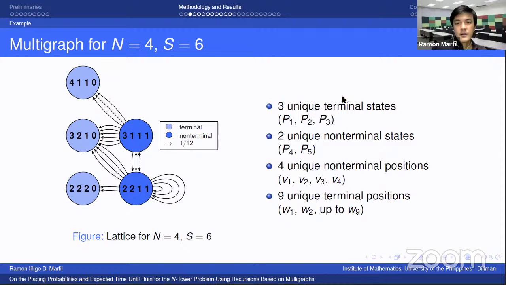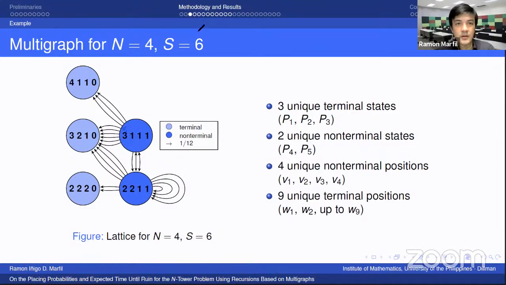So there are 3 unique terminal states. Tawagin nating P sub 1, P sub 2, and P sub 3. So ito yung P sub 1, P sub 2, P sub 3. Meron tayong dalawang unique na non-terminal states. Tawagin natin P sub 4 and P sub 5. Meron tayong 4 na unique na non-terminal positions, V sub 1 up to V sub 4. So ano-ano yung non-terminal positions na yun? First, ito siya.